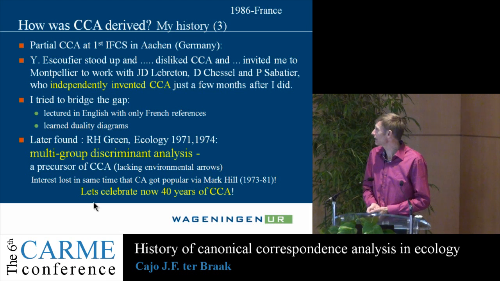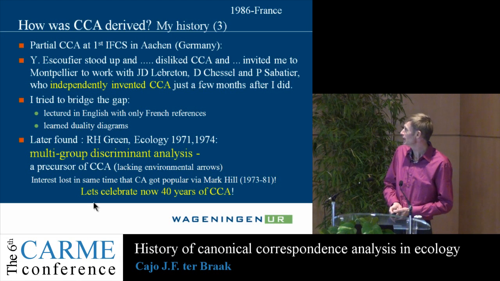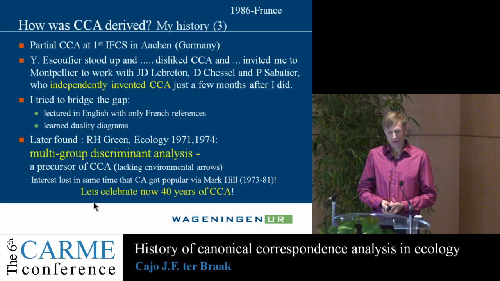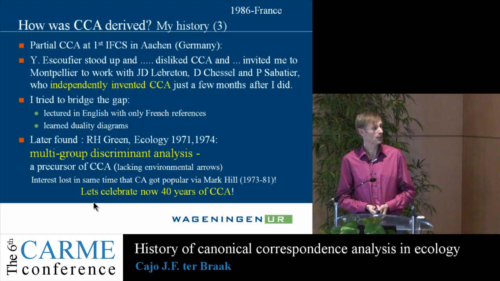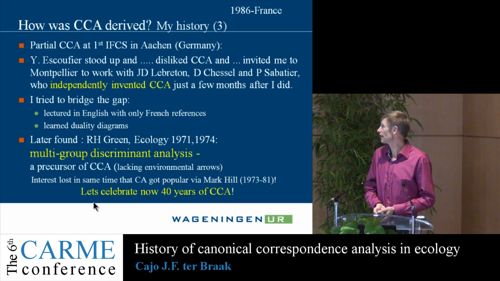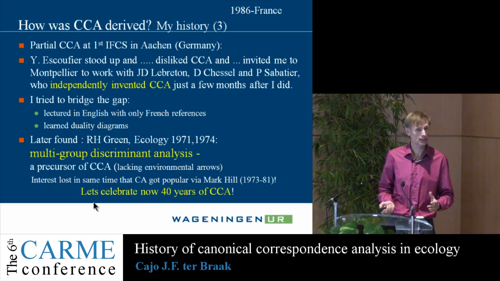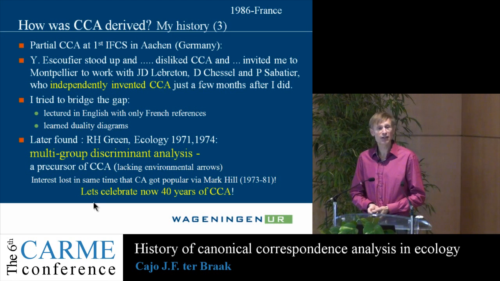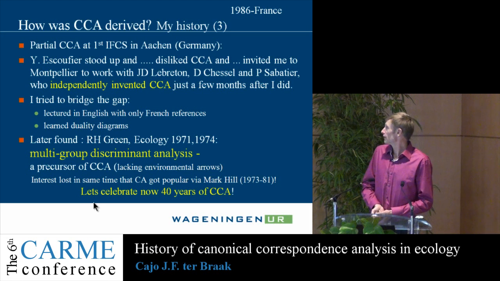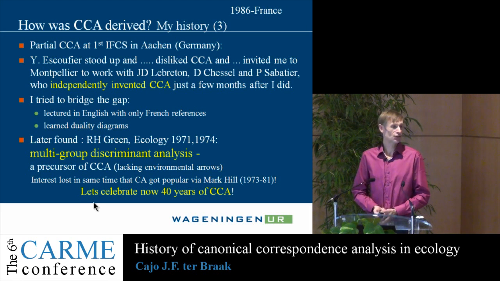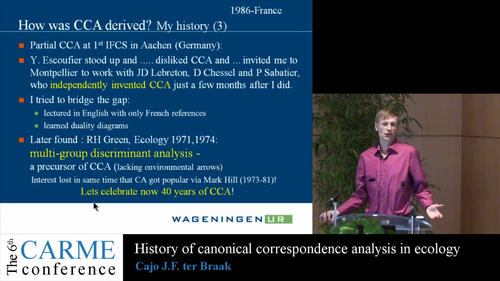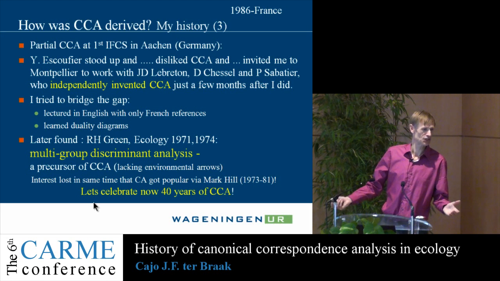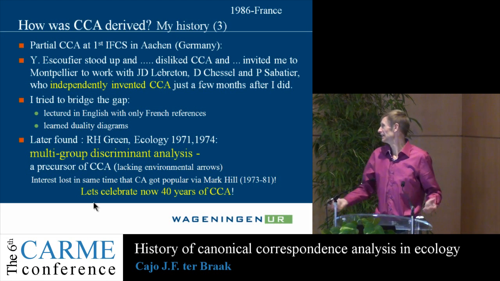So in that period, I tried to bridge the gap with the French, because I lectured in English, but with only French references. I learned about duality diagrams, and much later I found R.H. Whittaker in ecology. It's well known, he has written several books, 71, 78, and there he develops multi-group discriminant analysis. And it's really CCA. So, of course, correspondence analysis is nothing but canonical correlation analysis, and it's nothing else than CCA. So what the hell are we doing anyway, right?